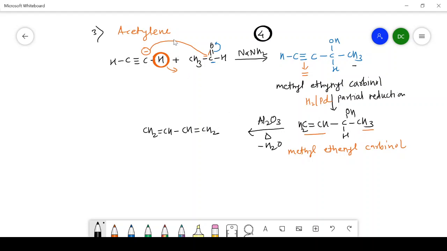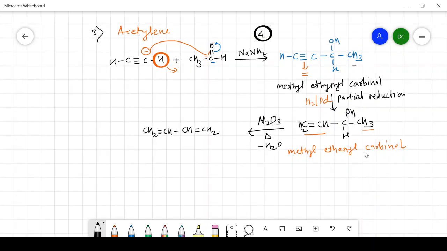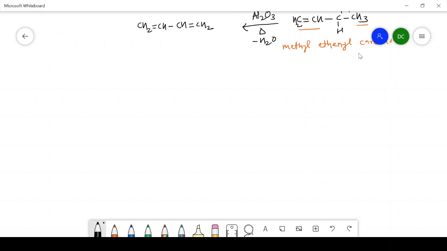So from acetylene and acetaldehyde, we get the corresponding 1,3-butadiene through a three-step reaction, in which first step is sodamide, then second step reduction, and third step alumina. In this fourth method of preparation is from butane 1,3-diol. Now the structure of butane 1,3-diol is like this.